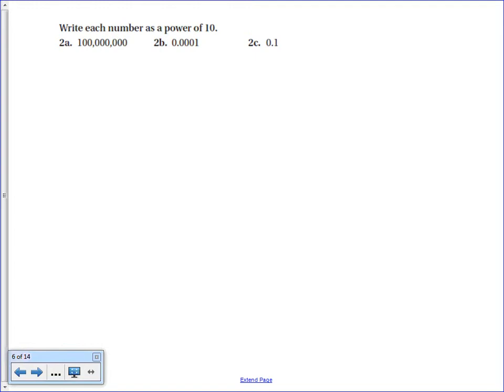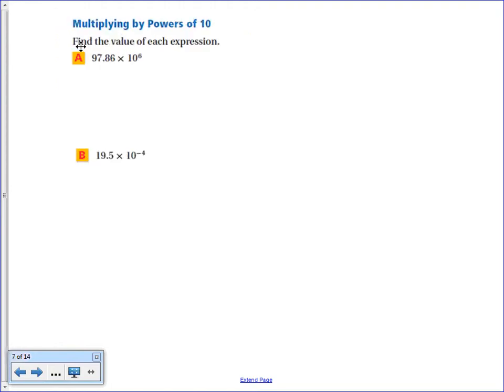So a few more problems where we're writing a number as a power of 10. If you look at 2a, start on the right side of the 1, how many decimal places did I go over? Or how many zeros are there? As you can see, there are 8, so 10 to the 8 for that one. 2b, start on the right side of the 1, how far left did I go over? 1, 2, 3, 4, so 10 to the negative 4th. And 0.1, so on the right side of the 1, I went over 1, so 10 to the negative 1 for 2c.